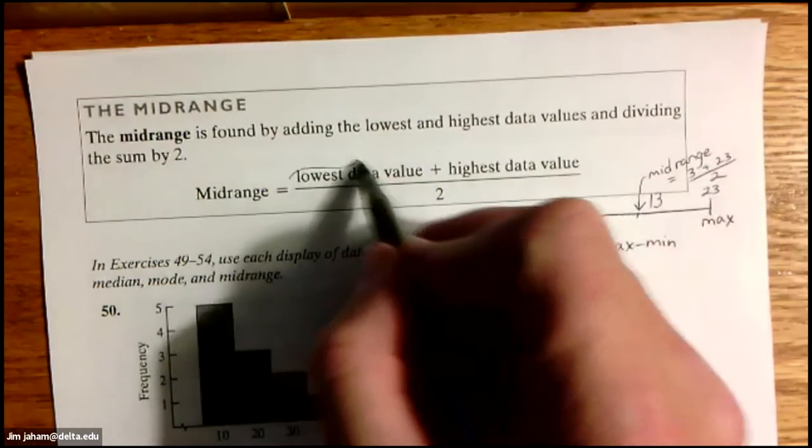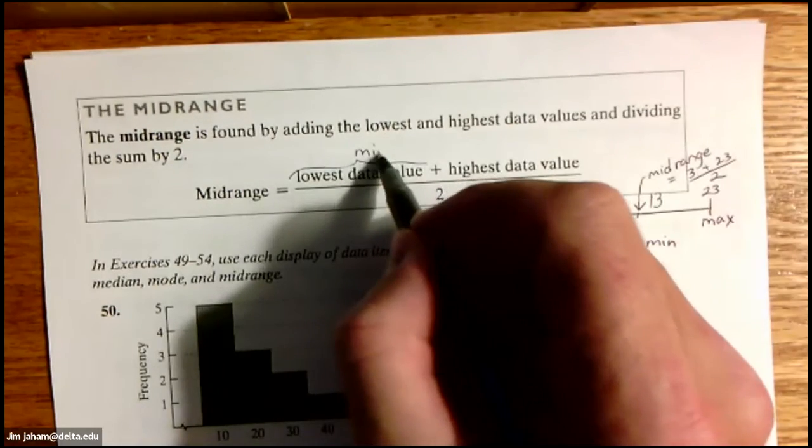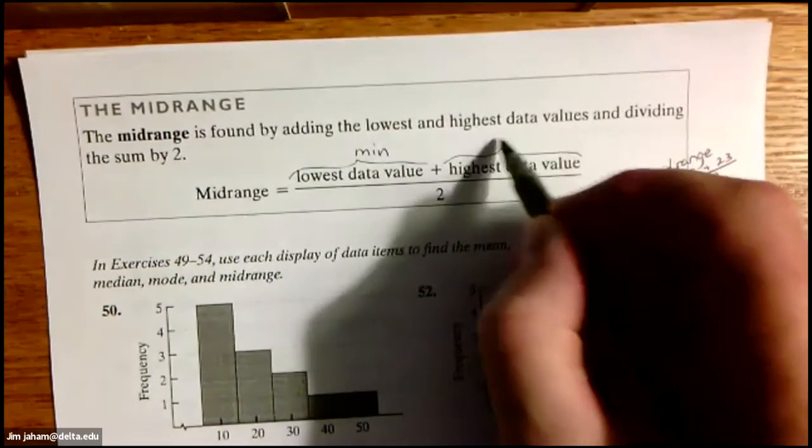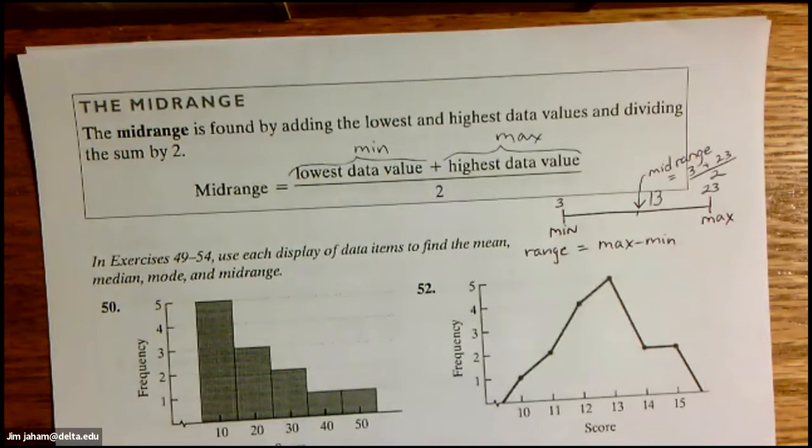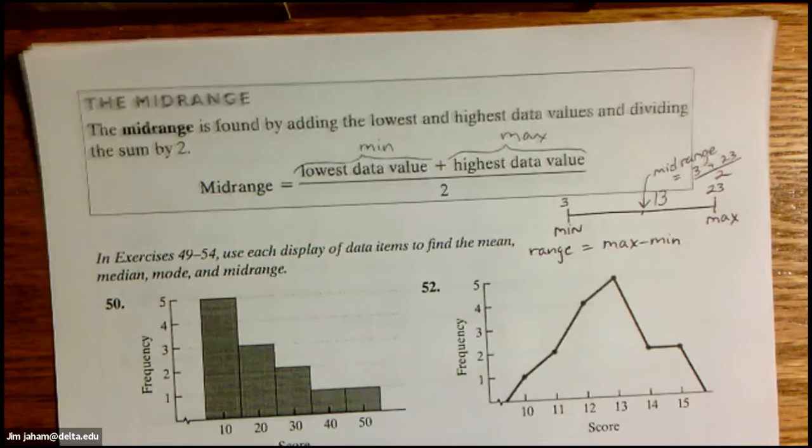So the lowest data value is what we call the minimum. The highest data value is what we call the max. And it's like you're taking the midpoint between the max and the min, halfway between the max and the min. That's the mid-range. Okay, let's take a look at some examples.